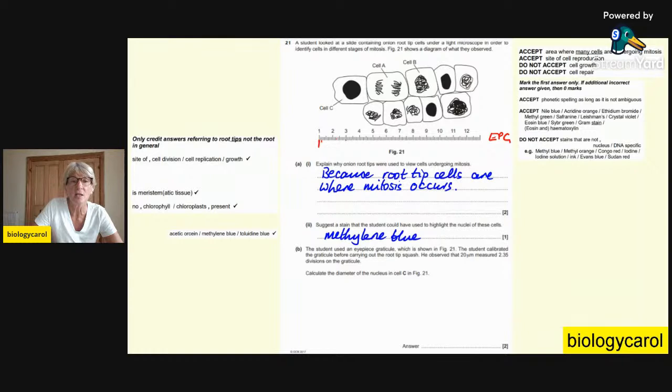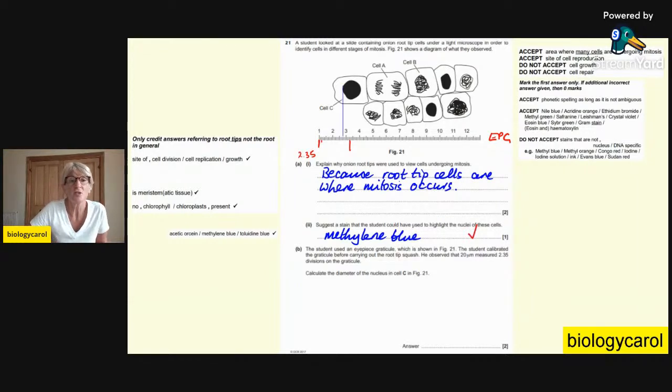Here's one division, here's two divisions, 2.3. Am I going to get this right? Because my eyes are going 3.5, somewhere around there. This is 2.35 divisions. Okay, and that equals, oh, sorry, I got that mark right, and that equals 20 micrometers. So calculate the diameter of the nucleus in cell C.